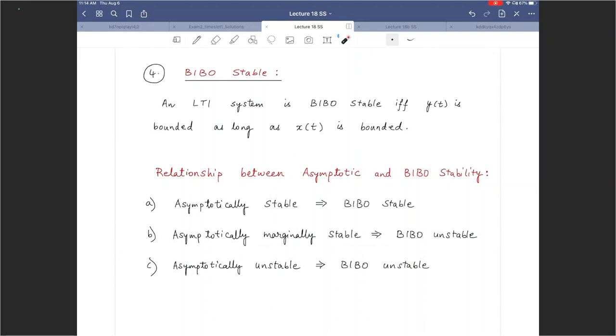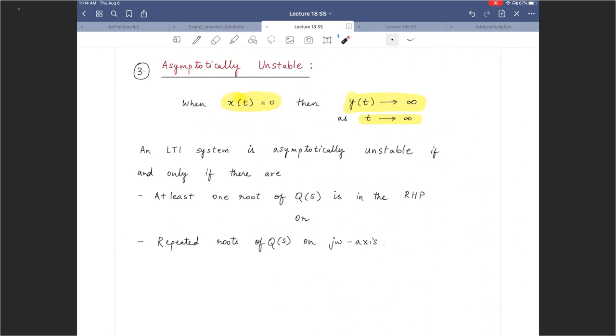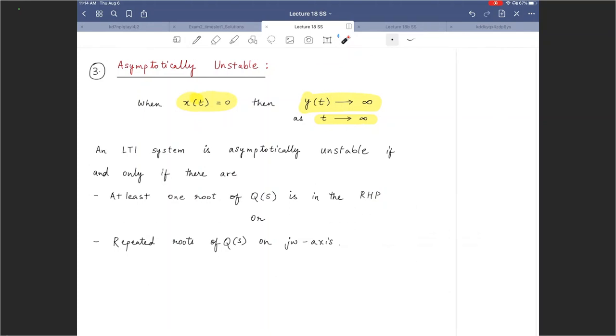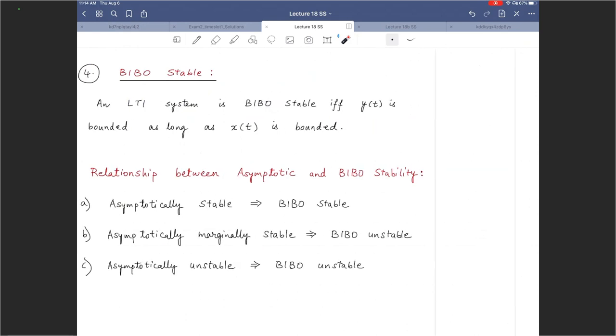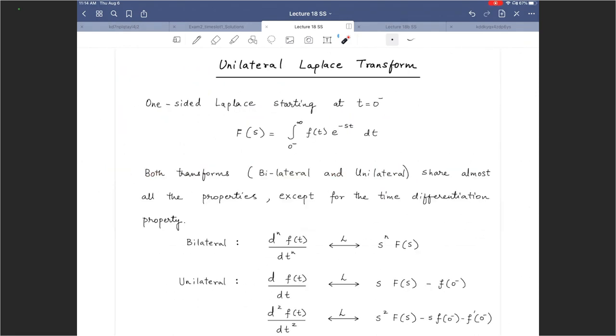And this is different from before because this is bounded input. So there could be a bound on x of t, some Bx. In the earlier three cases, we made the input 0 and then observed the output as time increases. So that is the slight difference between the two. All right, let's move on to the unilateral Laplace transform.